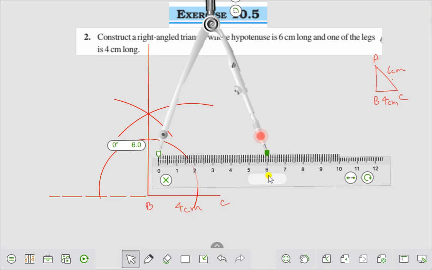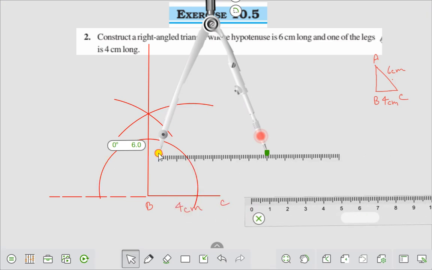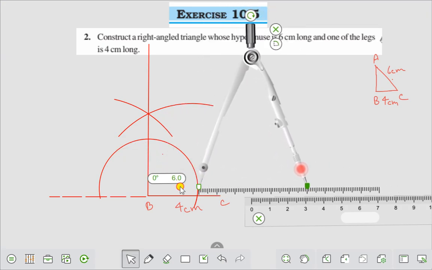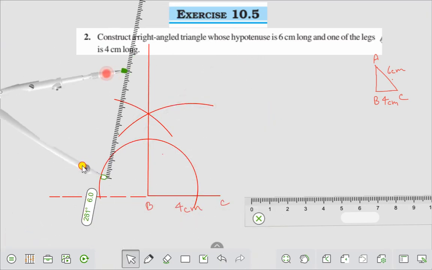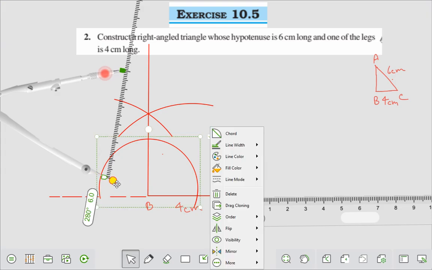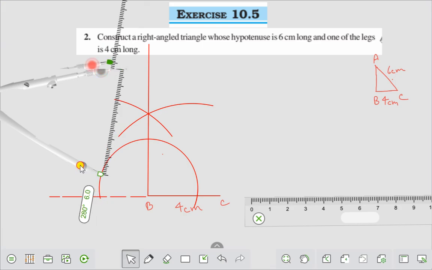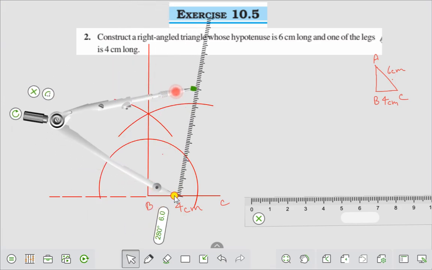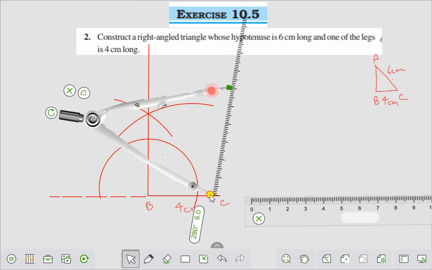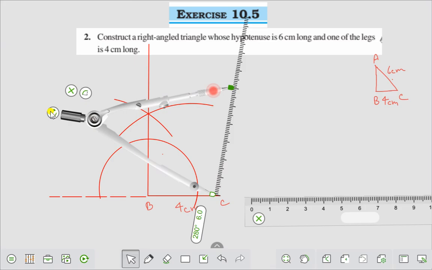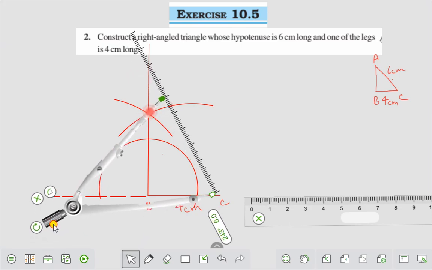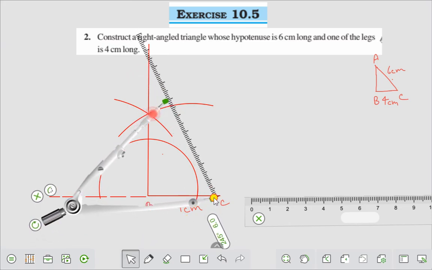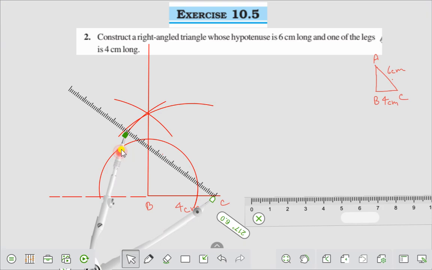Right? Now take this pointer again at point C and draw an arc on the line. Take this pointer at this point C and draw an arc. Take this pointer at C and draw an arc here. Right?